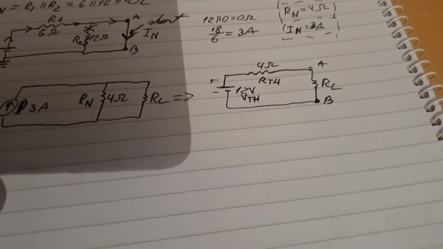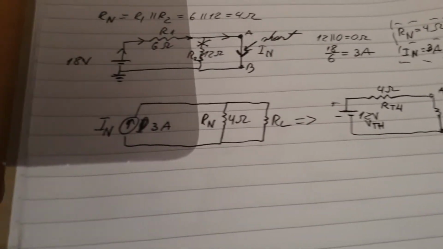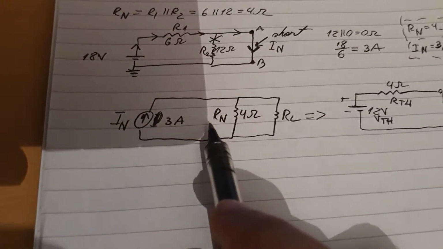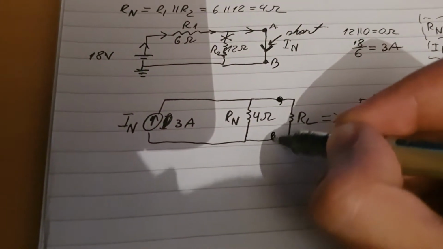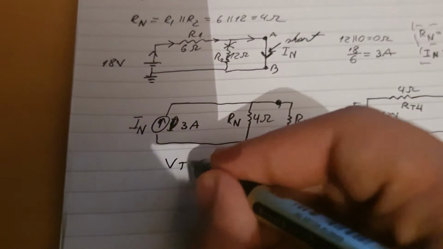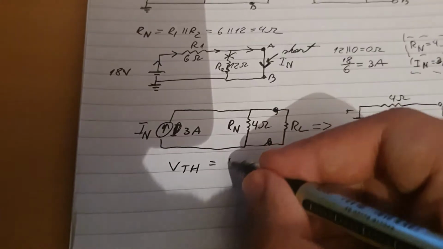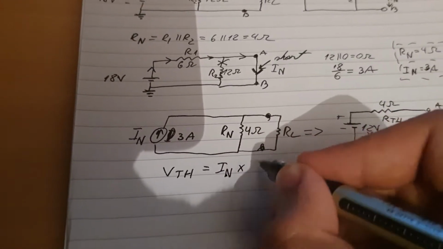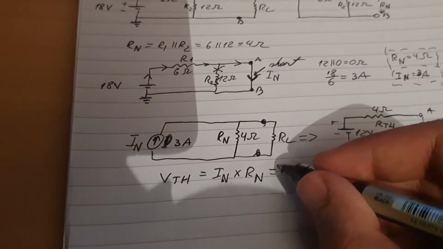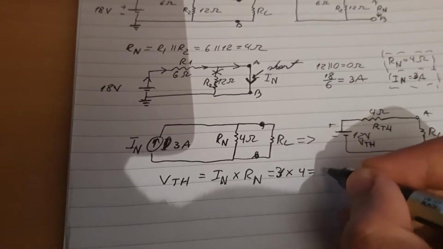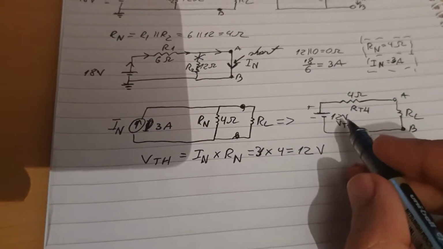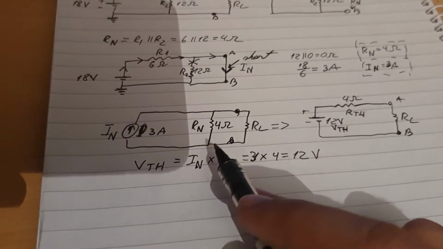Well, it's actually very simple to translate it, because you simply do the current times the resistance, and that will give you the voltage. So VTH is simply equal to IN multiplied by RN, and that will give you 3 times 4, which will be equal to 12 volts. That's how you find VTH, by using IN multiplied by RN.